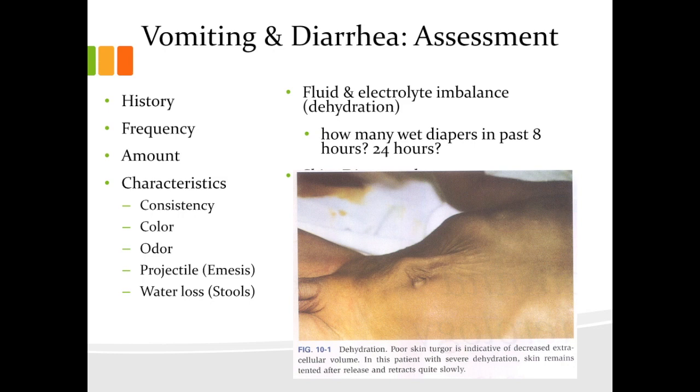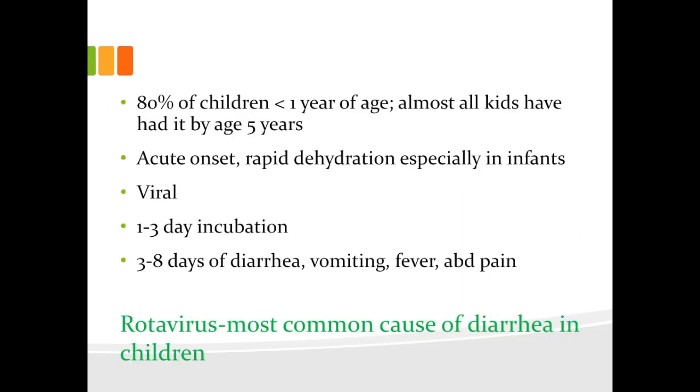This picture here shows very severe dehydration, and you can see how the skin just remains tented and it's very slow to go back down. Hopefully we're going to get a kid in long before they look like this. So we're going to talk a little bit about rotavirus because it is the most common cause of diarrhea in young children. So 80% of kids less than 1 year of age will have rotavirus. And by the time they're 5, just about everybody's had it.